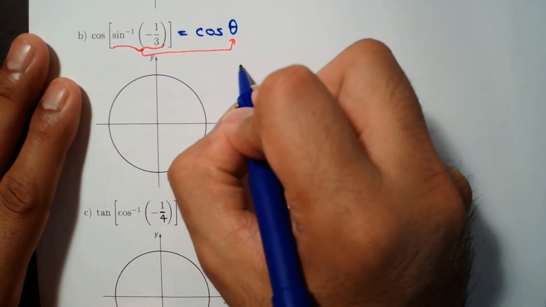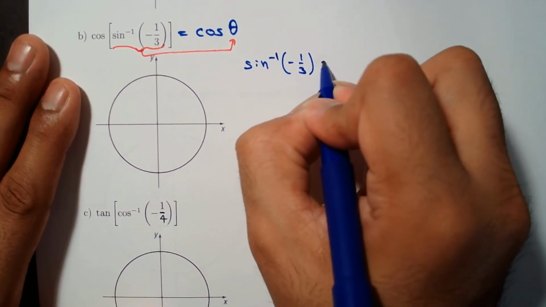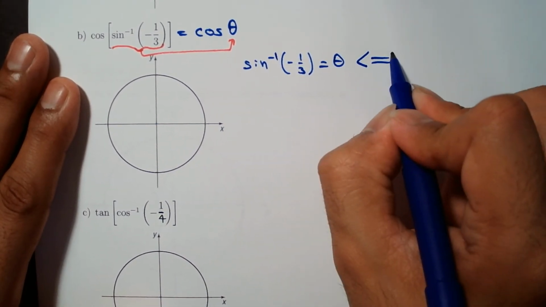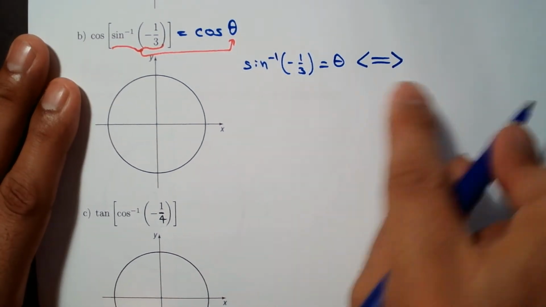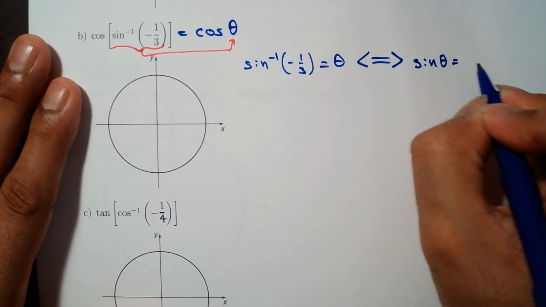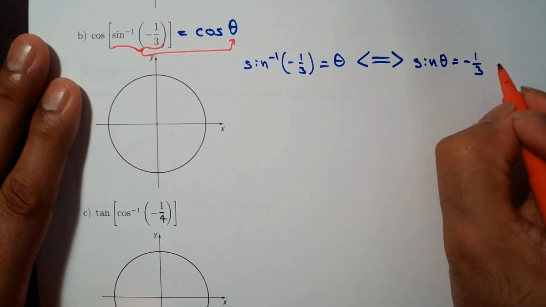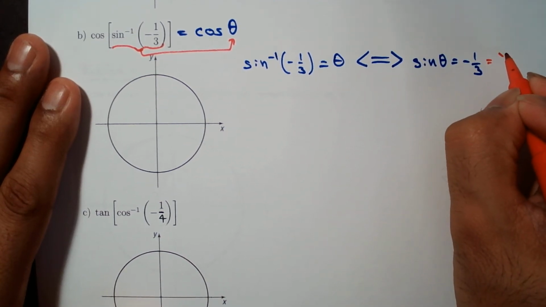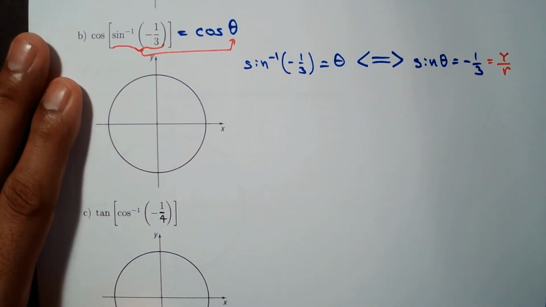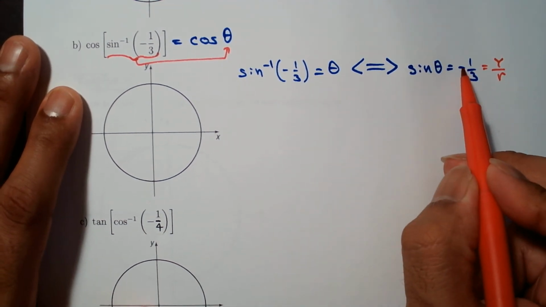as a sine inverse of negative 1/3 equals theta. Using the inverse function property, this is the same as saying sine theta equals negative 1/3. And in this case, what do we have? Y over r. All right, we have y over r. Well, in this case, we have a negative number.